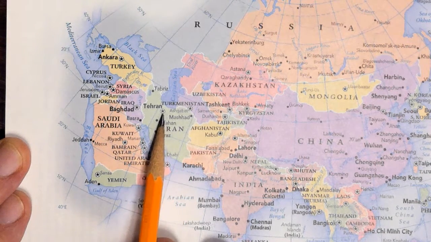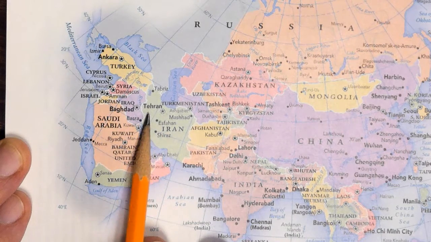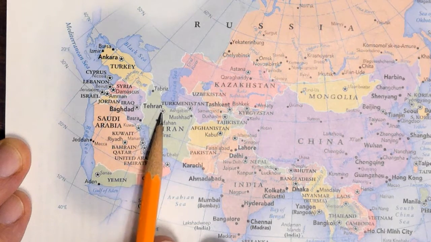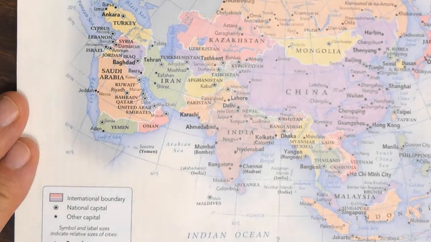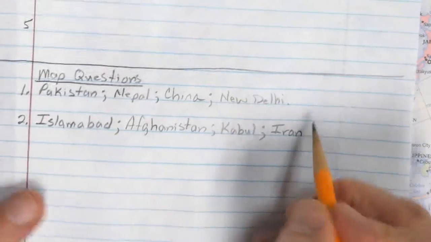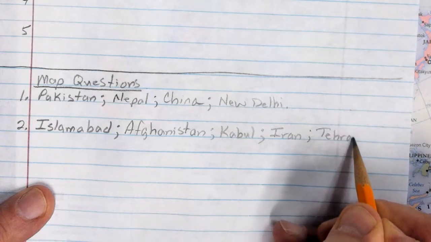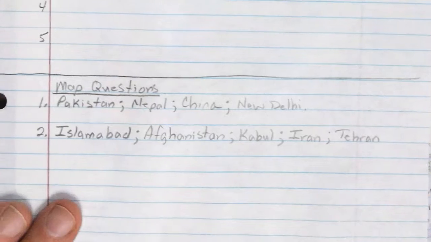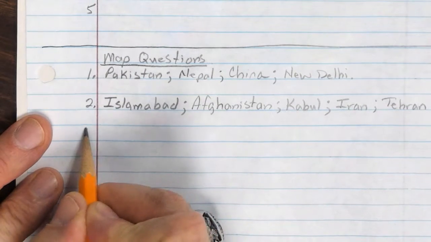So this star is the capital of Iran, and the name of this star is, what? Is it Ashgabat, Mashhad, or Tehran? Well, look closely. It's Tehran. So Tehran is our next answer for number 2. Iran, semicolon, Tehran. And that's the end of number 2. Now number 3.